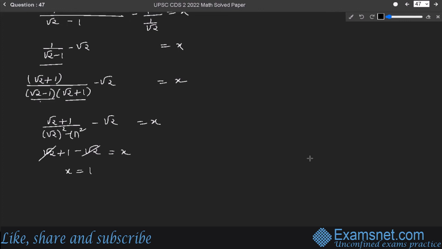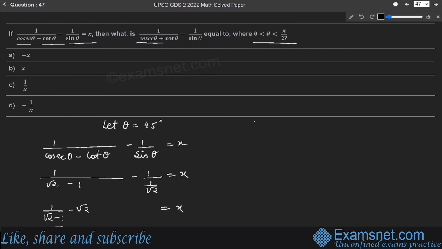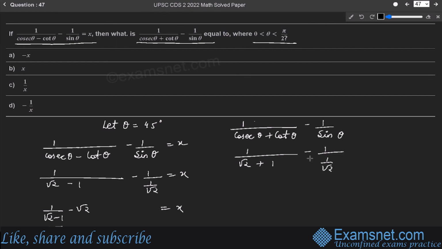Now let us see the part that we have to find. We have to find this particular part. So let us write it here. 1 upon cosec theta plus cot theta minus 1 upon sin theta. So let us again put the value of theta here. It will be 1 upon cosec theta, which is root 2, plus cot theta, which is 1, minus 1 upon sin theta, which means sin 45 will be 1 upon root 2. See here also cosec 45 is root 2 and cot 45 is 1.